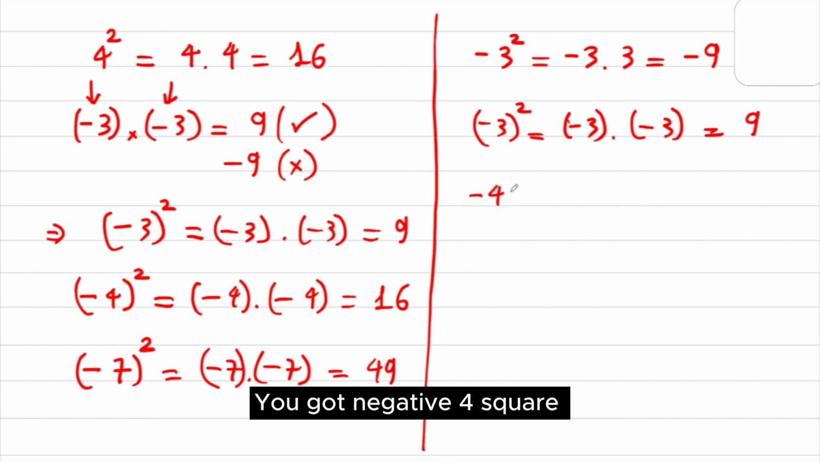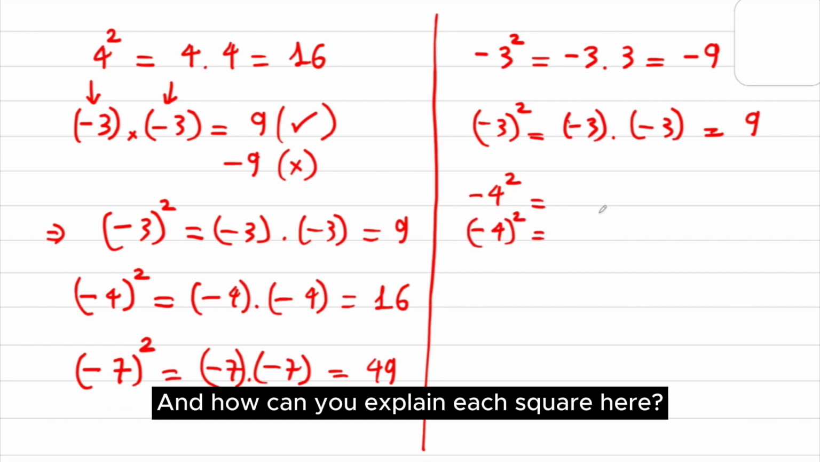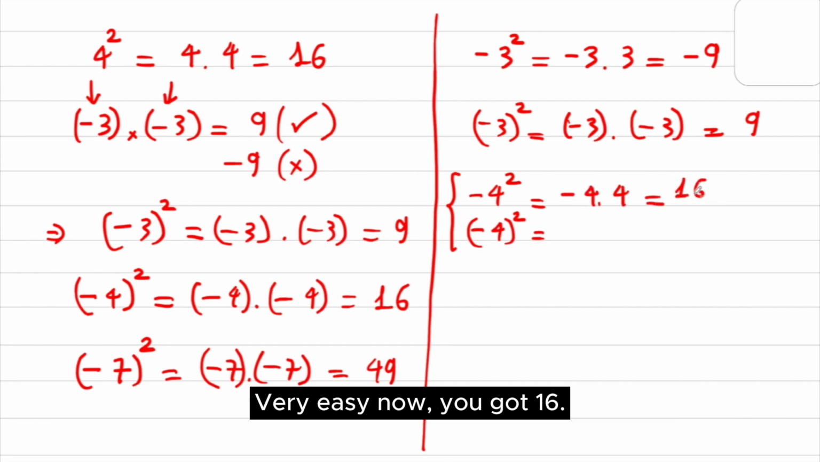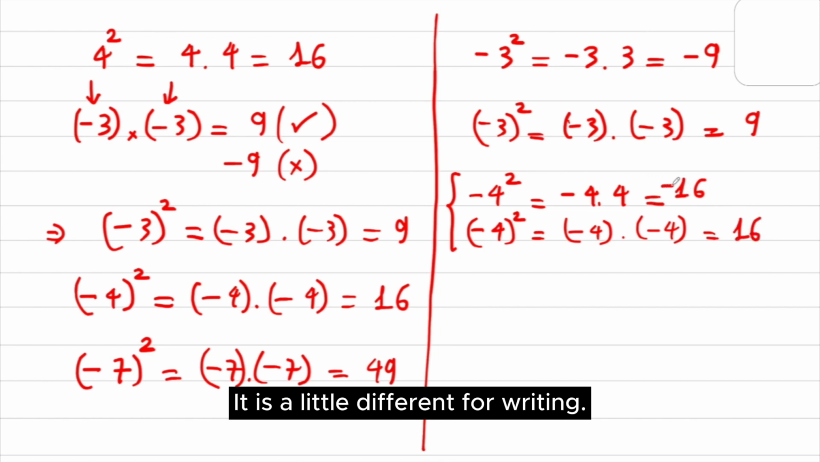Another question: you have negative 4 squared, and minus 4 inside the bracket and squared outside. How can you explain the square here? The first one, you will have negative 4 times 4, very easy now, you got 16. And for the second one, you have negative 4 times itself, and then you have 16. For this one, you got minus 16. Okay, they are a little different in writing. Be very careful about this one.